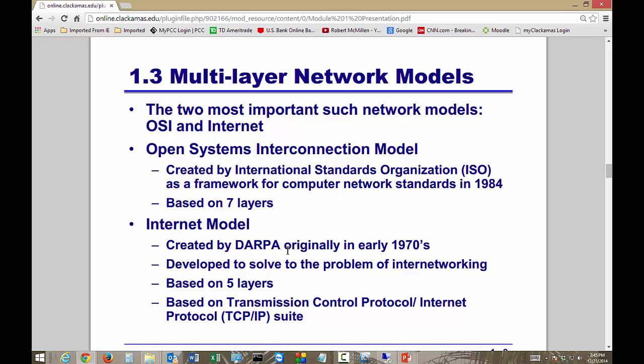These are the people that initially created the Internet in the early 70s, and they developed it to solve the problem of internetworking. They also used it to figure out a way to launch a nuclear weapon using our telephone system, and they knew that at that time our telephone system was so layered and so complex that if a nuclear weapon came in to destroy one area, it would not take down the entire phone system. It would find another way around. So that's why it was originally created.